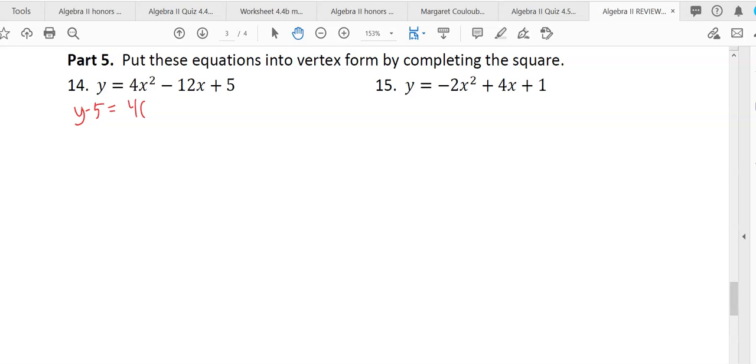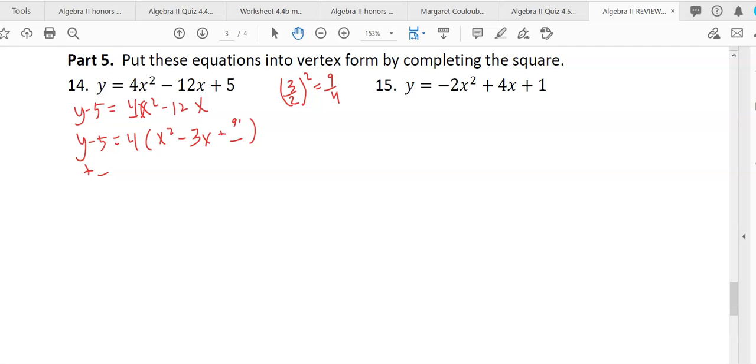So y equals 4x squared minus 12x plus 5. Factor out that leading coefficient of 4, so y minus 5 equals 4 times (x squared minus 3x plus blank). And I'm going to add something over here as well. Okay, so half that middle number, squared. Wow, this is a pretty intense problem. So half of 3 is 3 halves, squared would be 9 fourths.